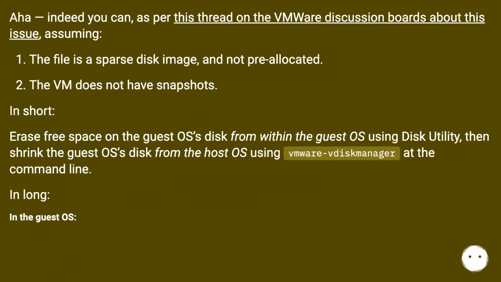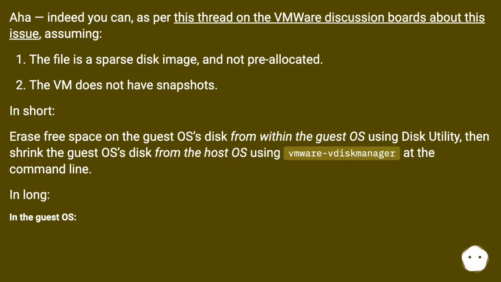Aha, indeed you can, as per this thread on the VMware discussion boards about this issue, assuming the file is a sparse disk image, and not pre-allocated. The VM does not have snapshots. In short, erase free space on the guest OS's disk from within the guest OS using Disk Utility, then shrink the guest OS's disk from the host OS using VMware Disk Manager at the command line.